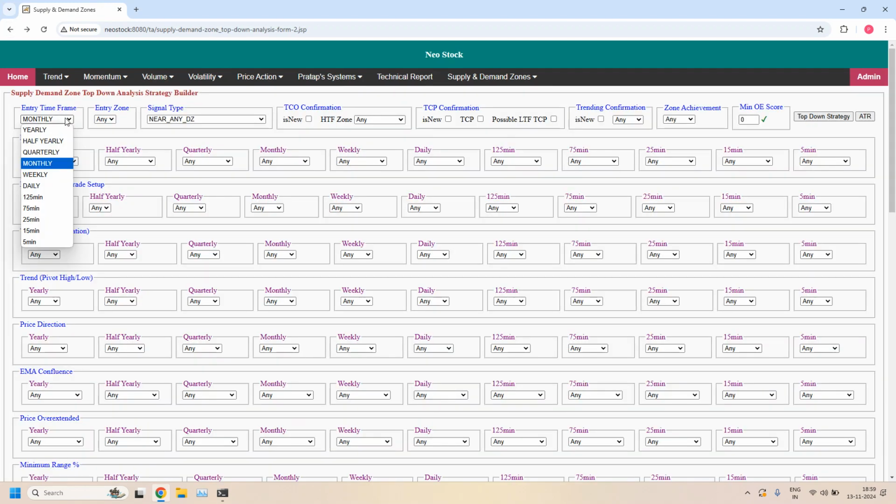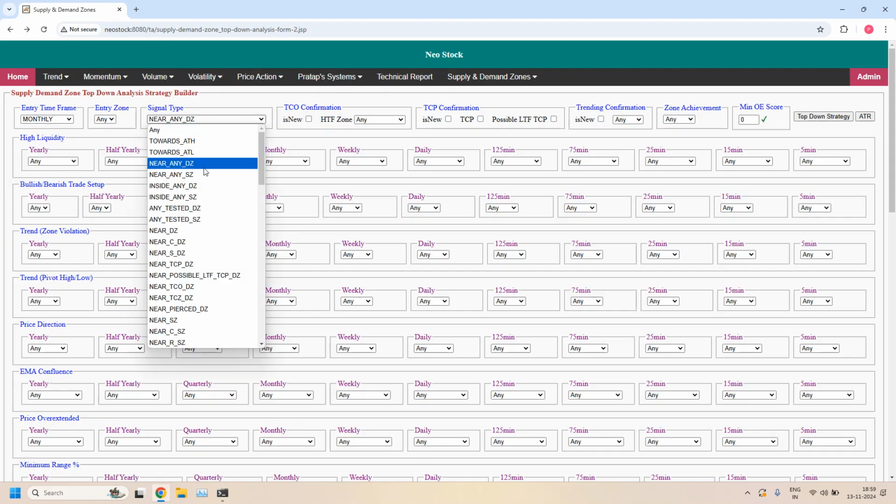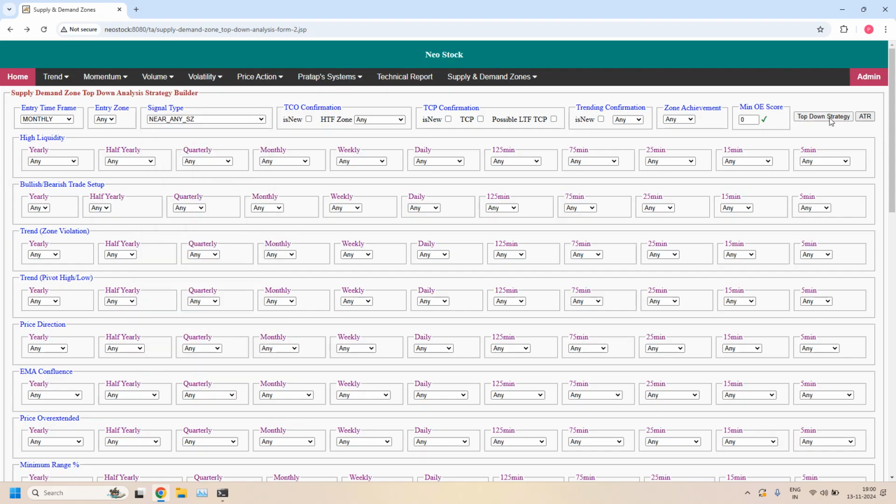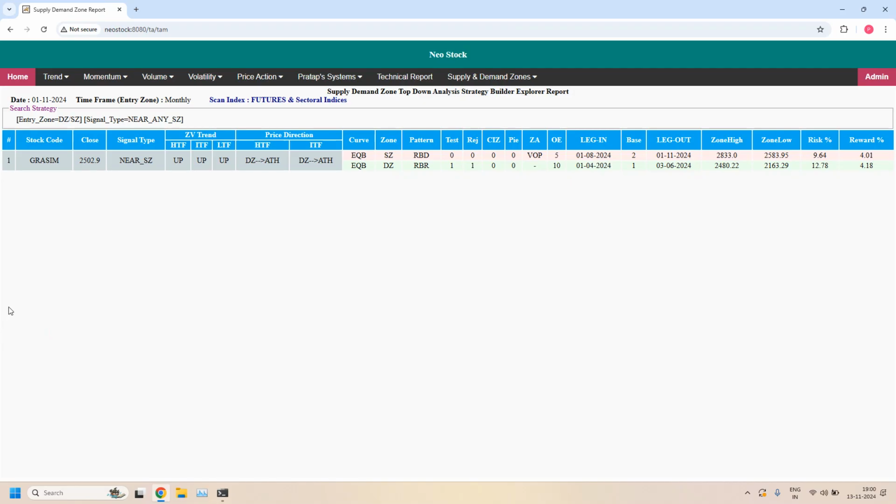Next, for monthly time frame, let's find the stocks near monthly supply zone. Only 1 stock is filtered near to the monthly supply zone.